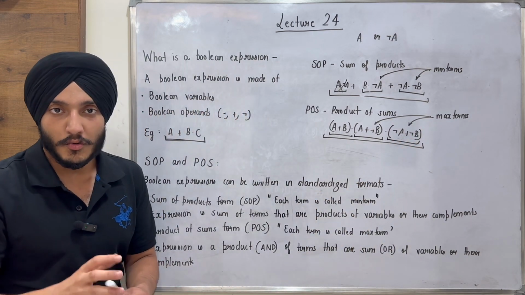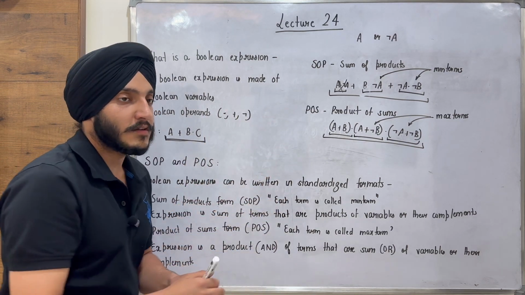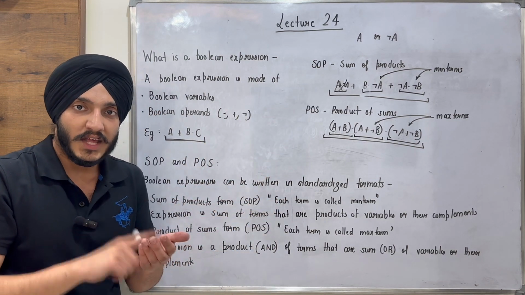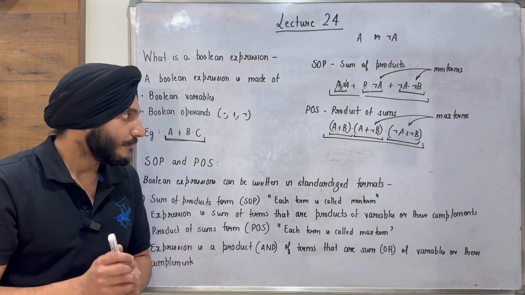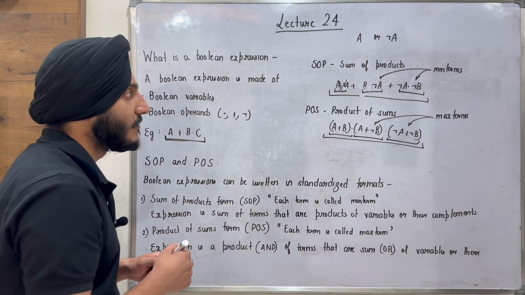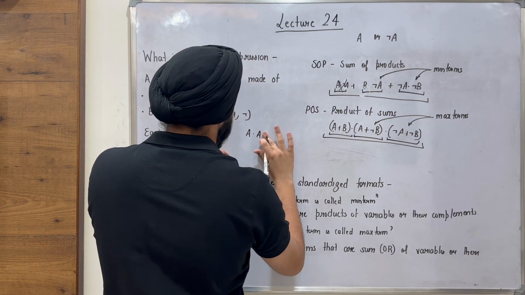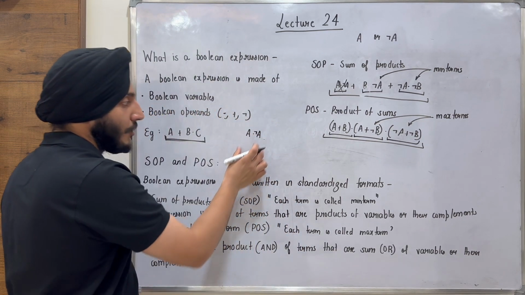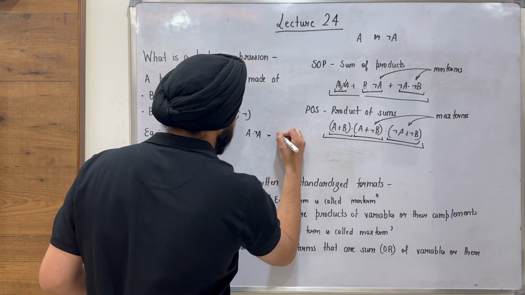Third thing that's important to understand is that in each term, whether it's SOP or POS, we can either have the variable or its complement. We cannot have both at the same time, right? I'll try to explain the general idea behind it. If I do A dot A complement in the same equation, what do you think this results in? This would result in the zero value.